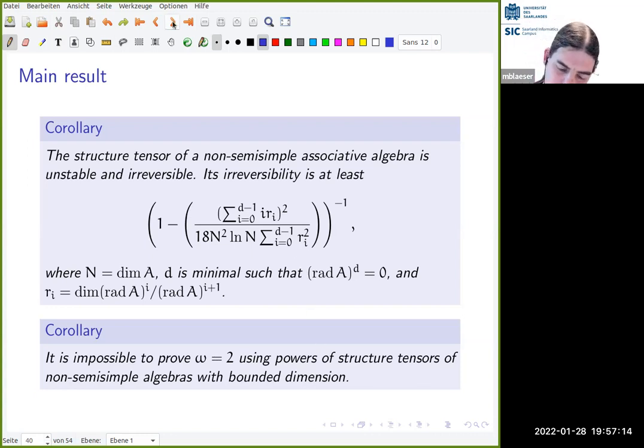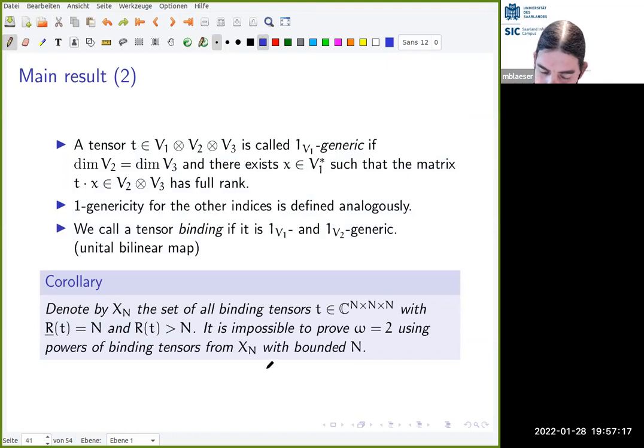And because the tensors of minimal border rank have this characterization in terms of smoothable algebras, what we can show is that whenever you have a tensor of minimal border rank which does not have minimal rank, so it's not this algebra here, then it's impossible to prove omega equals 2 using powers of such a tensor with a fixed dimension. The only thing is that we have some structural restriction, but it's not too restricting.